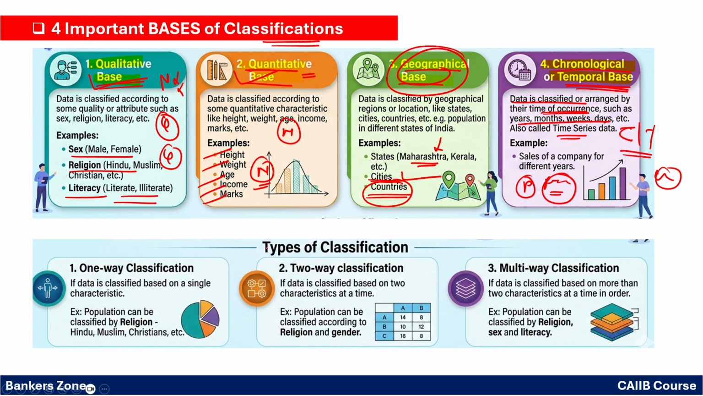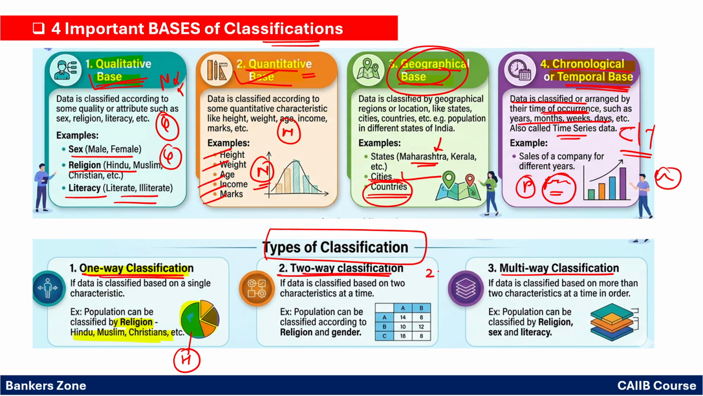Now, if we talk about the classification of data, we can classify it further as one-way classification, two-way classification, and multi-way classification. What is a one-way classification? It means only one filter will be applicable. You have a lot of data, for example the population of India, so we apply only one filter. For example, out of total population, what is the Hindu population in India? That is the one-way classification.